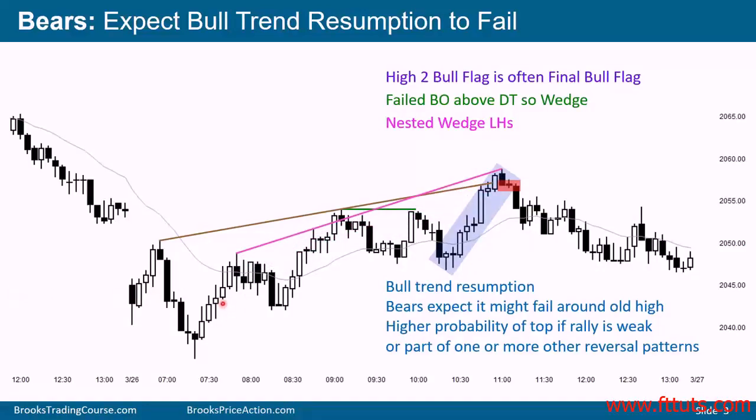You can also draw a wedge from the low. We have a leg up, pullback, second leg up, pullback, and a third leg up. Again, it does not look like a wedge, but it's 3 pushes up. Some computers will look at this as the wedge. Other computers will say the wedge is here, even though this low is below this low. In other words, the first high of the wedge came before the end of the bear trend.